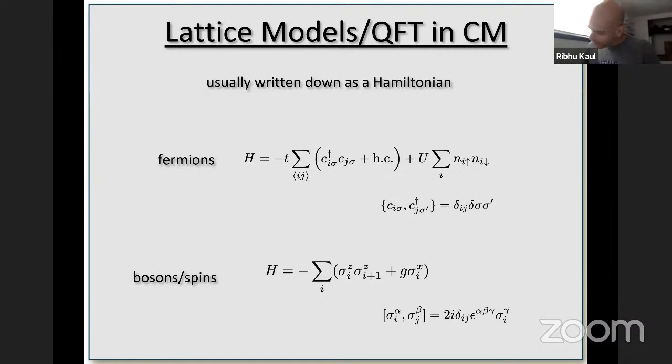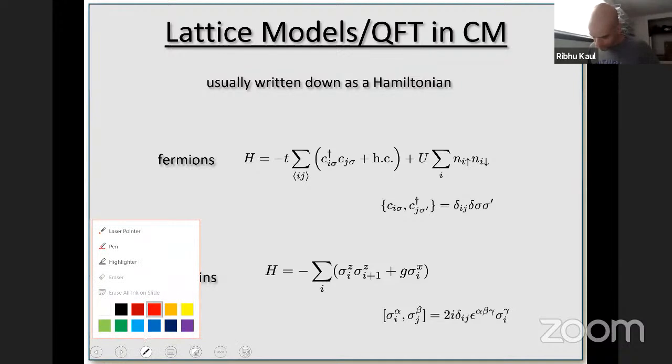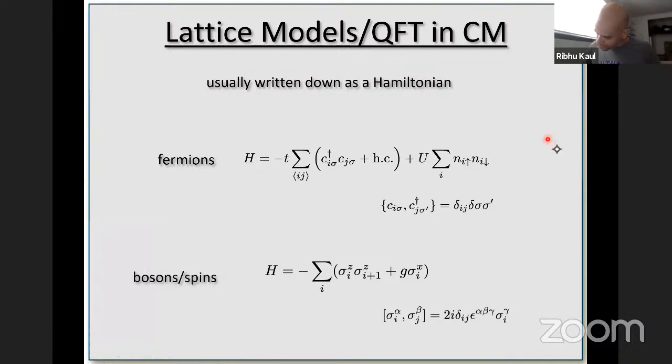The kinds of models that we're often interested in condensed matter are constructed out of fermions, like this model up here, which is the Hubbard model. The Hubbard model is defined in terms of lattice fermions, which anti-commute at large distances, and then there's the famous Ising model of spins. Spins and bosons are really the same thing because the operators that act on the Hilbert space commute when they're far away from each other.